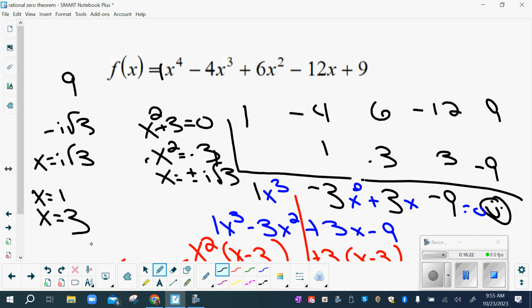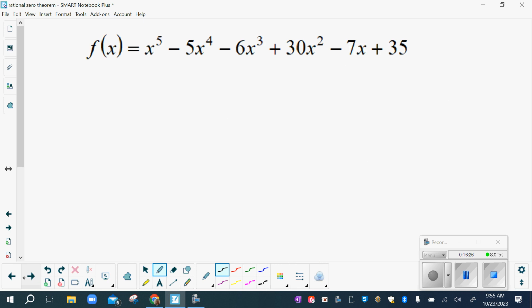Okay. Last one, best one. All by yourselves, ladies. Split up the work. 35, right? 1, negative 1. 5, negative 5. 7, negative 7. 35, negative 35. Would I do 35 and negative 5? No. Would I start with 1s and 5s? Yes. Start with 1s and 5s, all the way through, looking for 5 answers.